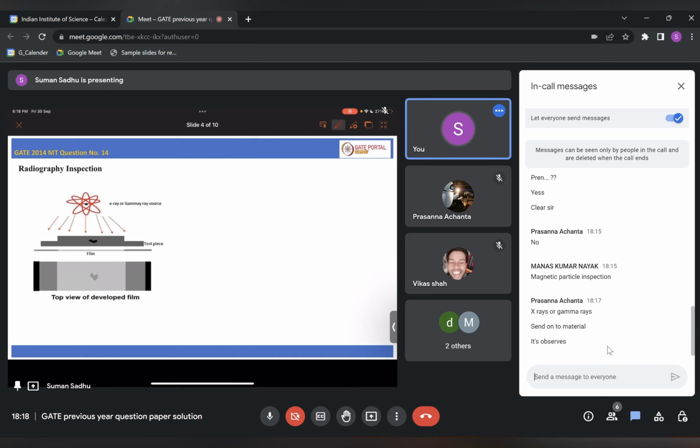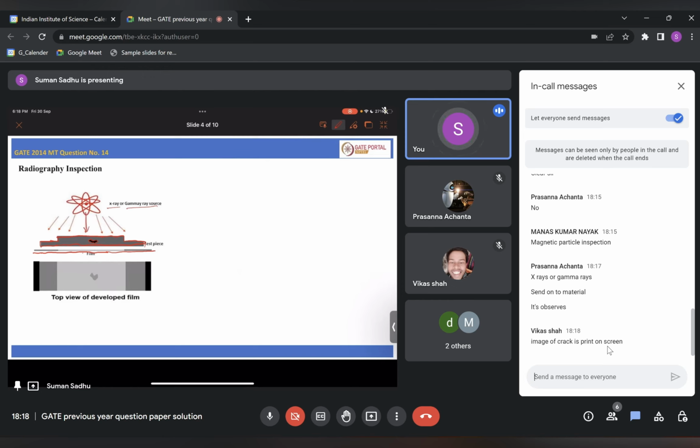So you can see, this is a material. Okay, and this is the film or detector, anything. And this is your material. Somewhere it is thin, somewhere it is a bit thick. Okay, and one internal crack is there, you can see. So now what happens if you use a parallel X-ray source or gamma ray source, any radiographic source? Let's say I am drawing this image here.